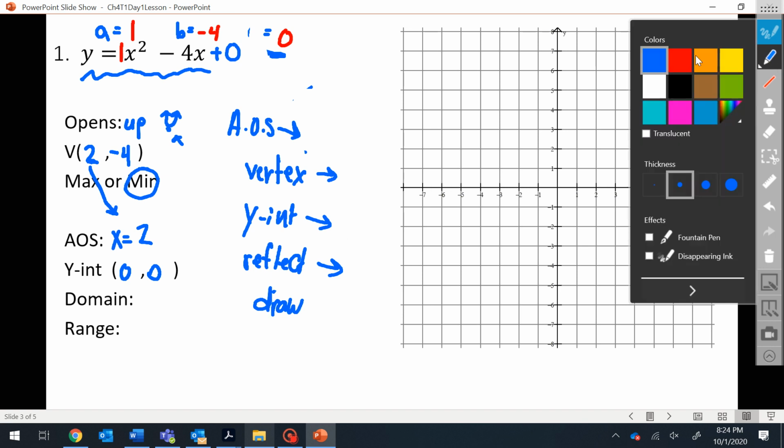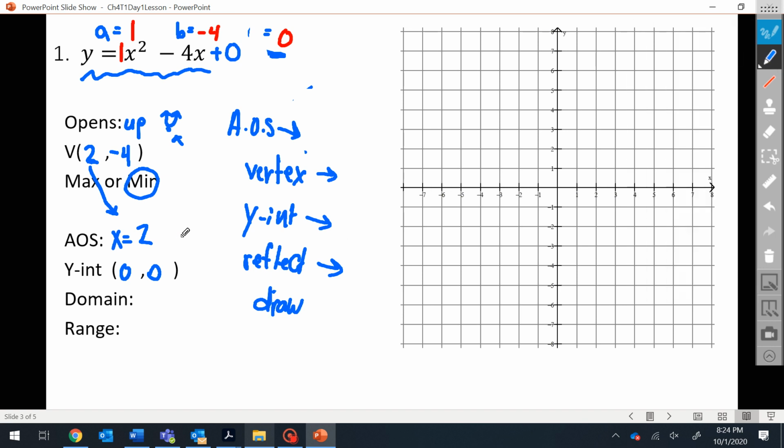So let me start with the axis of symmetry. The axis of symmetry is x equals 2. So that is a vertical line that goes through 2, and we're going to draw it dashed because it's not really there. It's imaginary. It's only there to help us create the parabola. So the axis of symmetry is first. All right, I'll check that off.